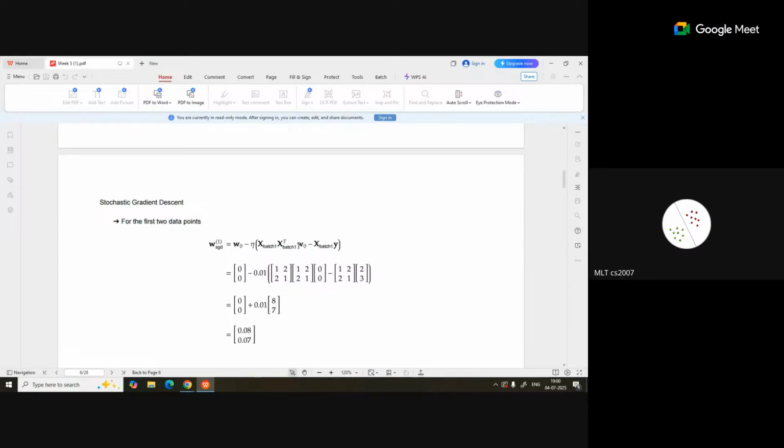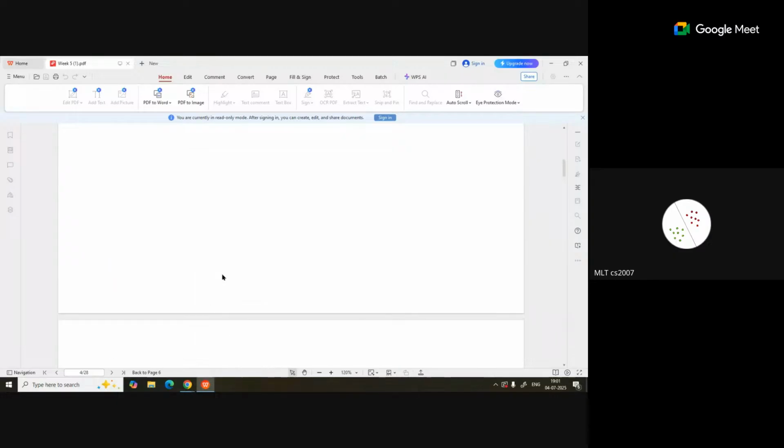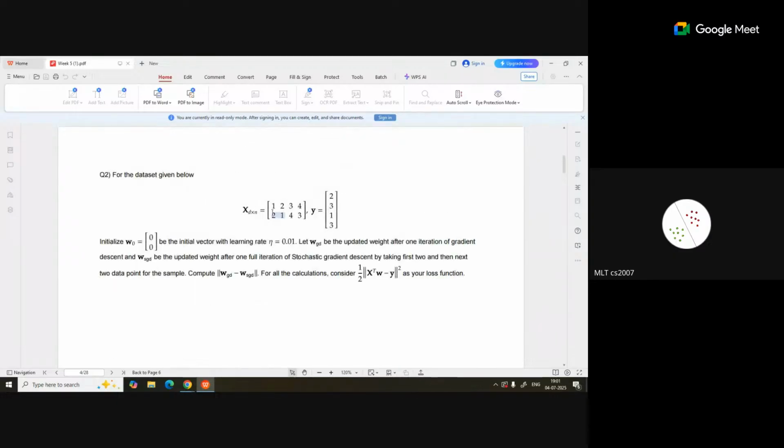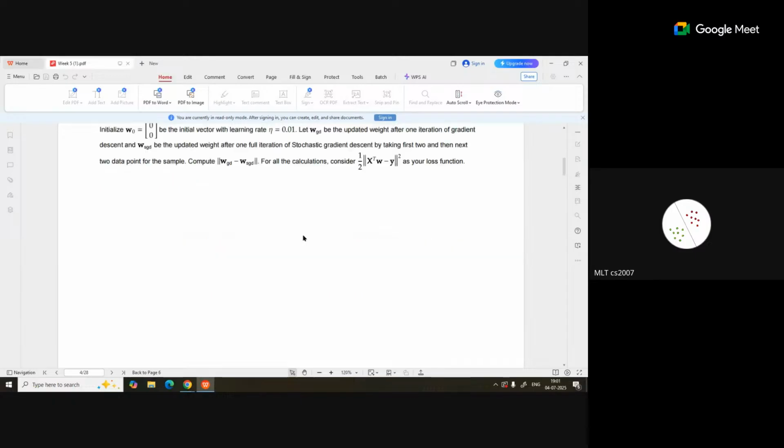But in this formula, W not is given here, right? This is the weight vector with which we wanted to do initialization, and this is given to me as 0 0. By using all of this data, we have found this updated weight vector, but that is only for one batch, in the first step. Now how many data points do we have? Four. I have completed the first batch. Now we have to go for the second batch.